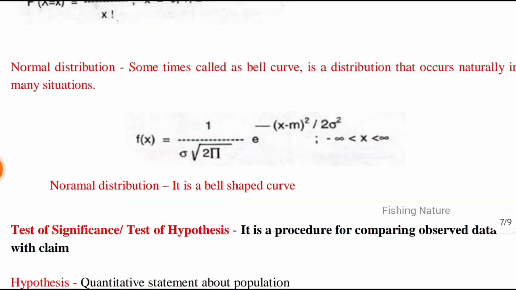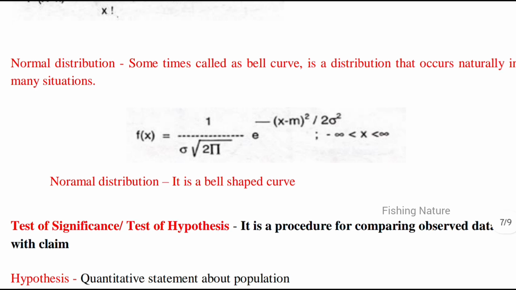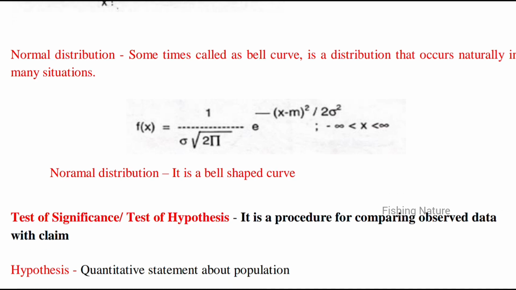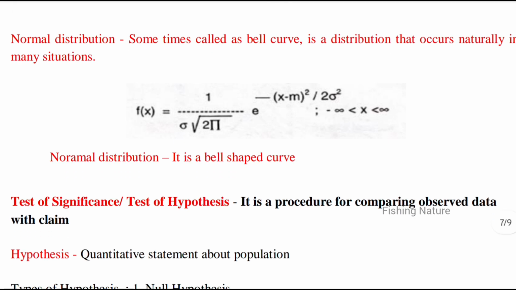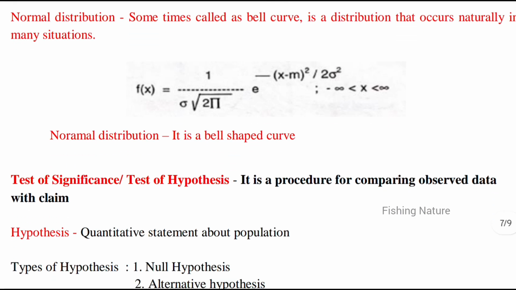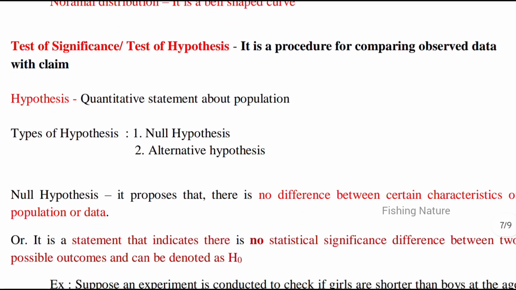Next, normal distribution is sometimes called a bell curve. The bell curve is a normal distribution. We can observe this curve in the graph. It is the distribution that occurs naturally in many situations. The normal distribution is in bell shape. Remember this formula.